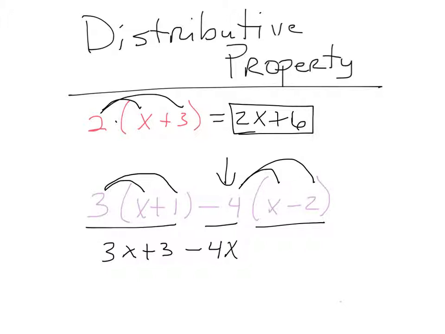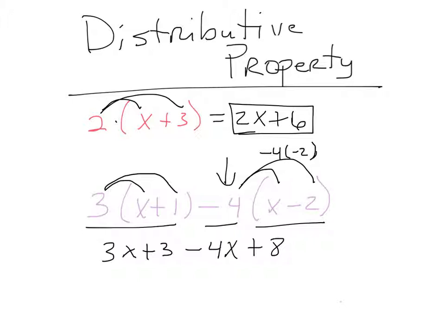Negative 4 times negative 2. Now remember, negative times a negative is a positive, and 4 times 2 is 8. Once we have this established, now we can combine like terms.